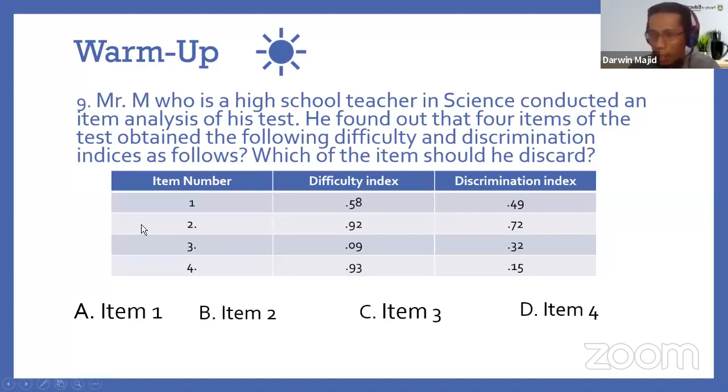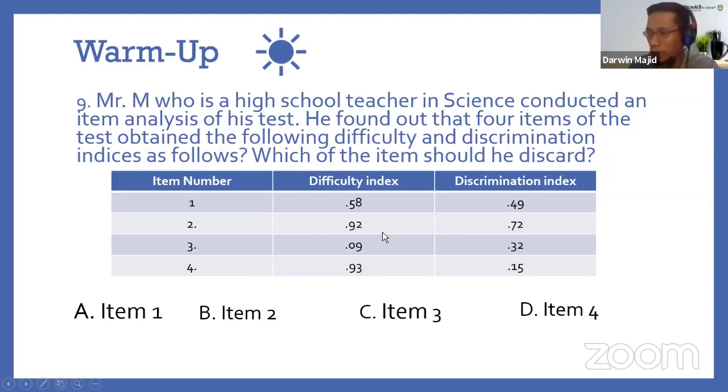So, I asked you a while ago to copy the table. Were you able to copy the table? Yes, sir. Okay. And I want you also to take note of the choices. Easy to remember: item 1, item 2, item 3, item 4. I will explain that later as we go on with my lecture, so you will better understand where we focus the discarding, removing or rejecting. Is that on the difficulty index or on the discrimination index?